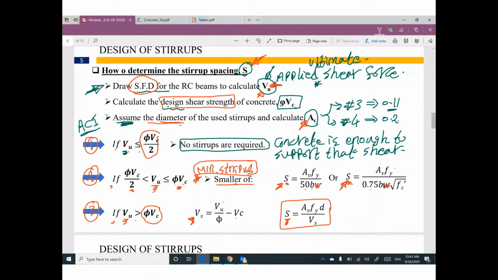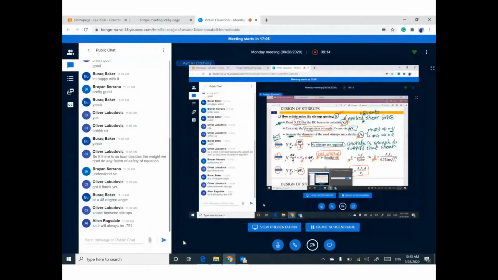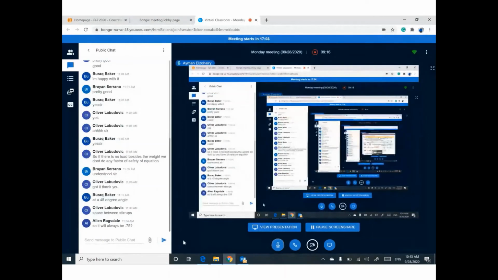The third one, no, concrete cannot support shear. We need to add serious stirrups. So we need to figure out the shear supported by stirrups. Then I can figure out the spacing between stirrups. So what do you think? Yes, phi always 0.75.